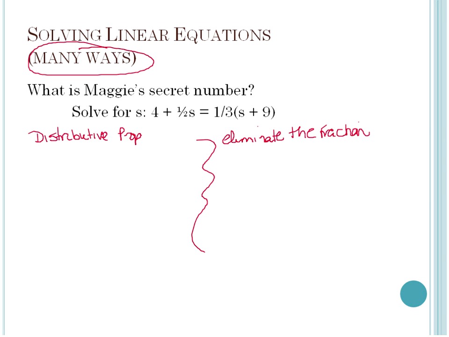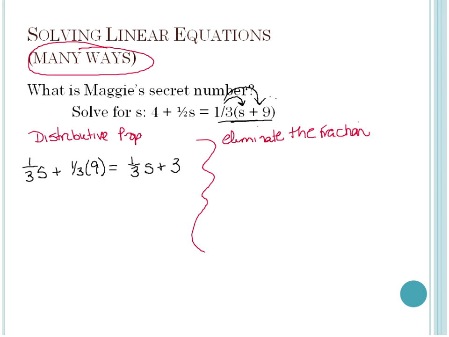And so can someone help me out? If I use the distributive property, I'm using the distributive property over addition. So what would I get when I use the distributive property on that right-hand side? Excellent. So I'd have 1/3 S plus 1/3 of 9, which would give me 1/3 of S plus, well, 9 divided by 3 is 3.